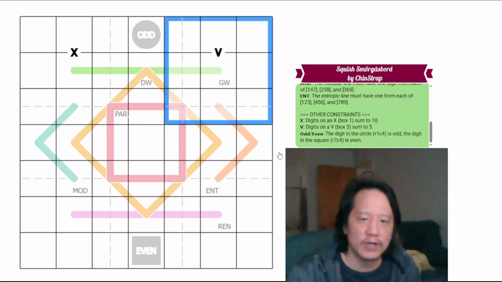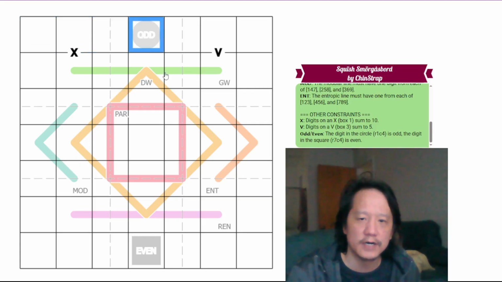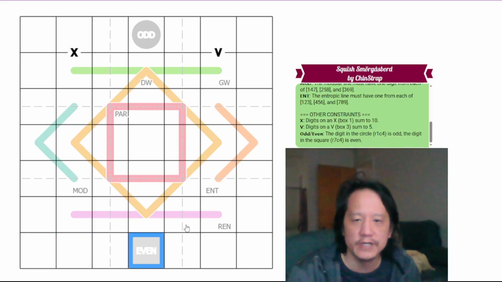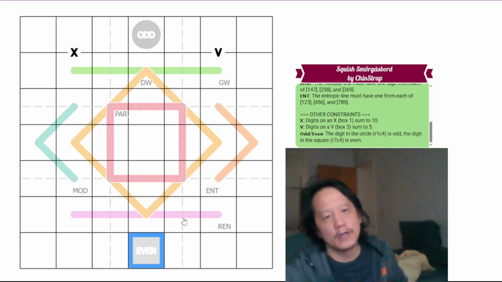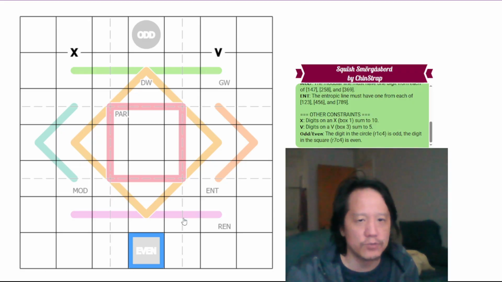And finally, we have odd and even digits, where the digit in the circle, row 1, column 4, is odd, and the digit in the square, which is row 7, column 4, is even. And those are all the rules.